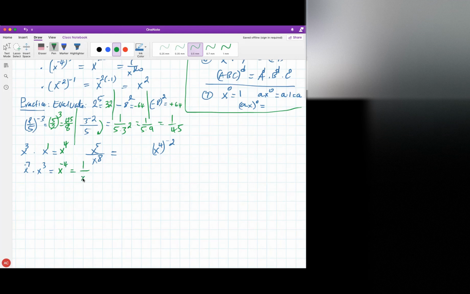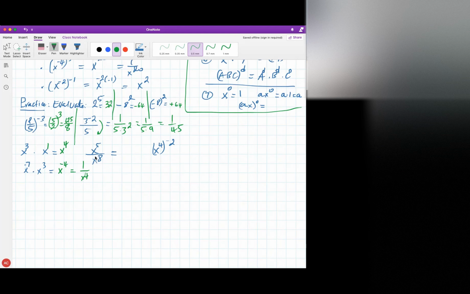Now we're going to flip it. That's right, 1 over x to the 4. So whenever you have a multiplication, just combine the 2 powers. Combine them first. If it ends up negative, then you flip it. No need to flip in the beginning here. No need to flip this. First, just combine them.